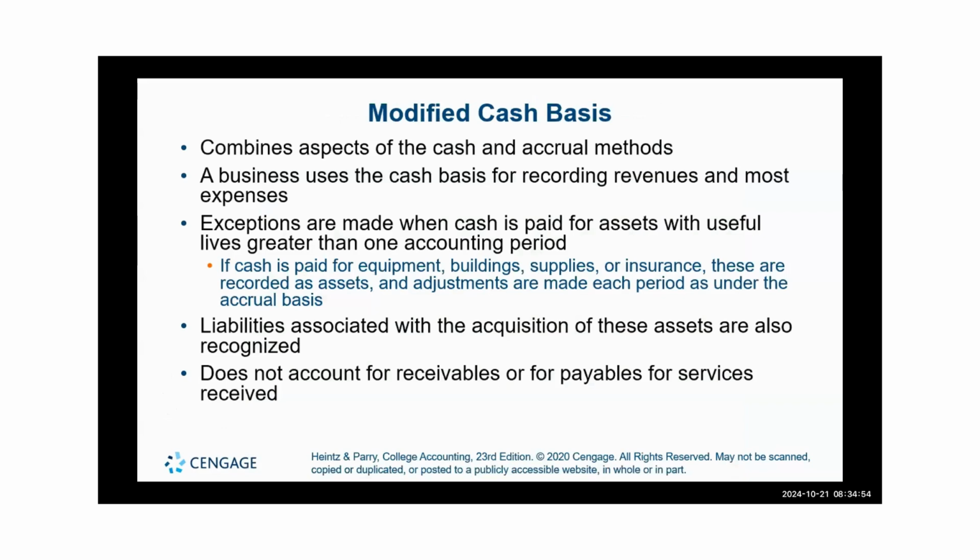All right, we also have the modified cash basis. It'll combine aspects of the cash and accrual methods. A business uses the cash basis for reporting revenues and most expenses. Exceptions are made when cash is paid for assets with useful lives greater than one accounting period.